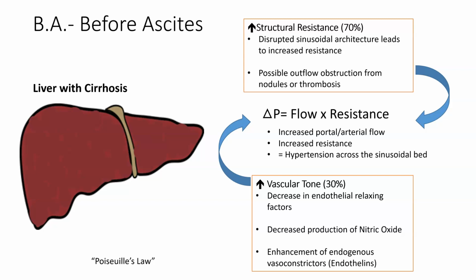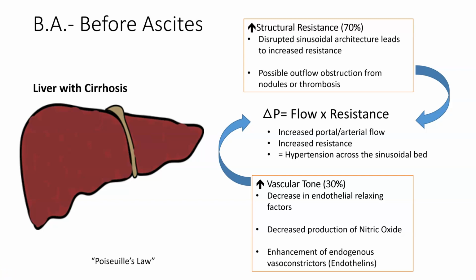A normal liver is quite compliant, and if you increase portal flow, like say after a big meal, the liver will relax to allow the pressures within the liver to remain the same. However, in a cirrhotic liver, they lose the ability to have that sort of vascular relaxation. And this is due to decreases in endothelial relaxing factors, as well as decreased production of nitric oxide within the liver itself, and enhancement of endogenous vasoconstrictors, such as the endothelins.